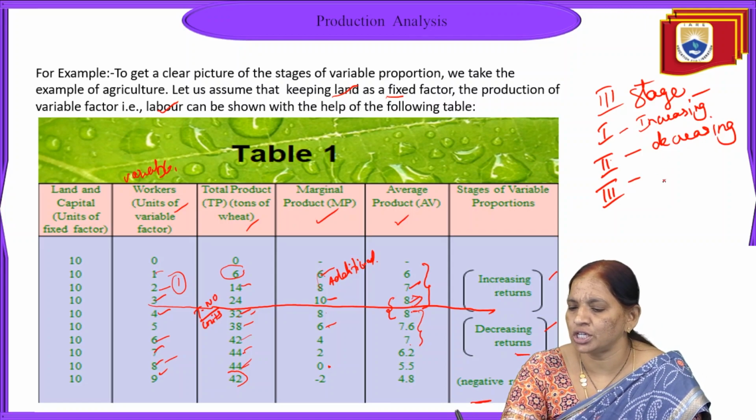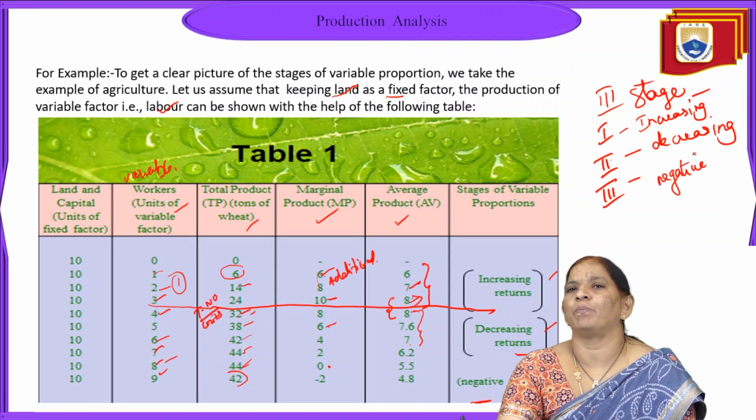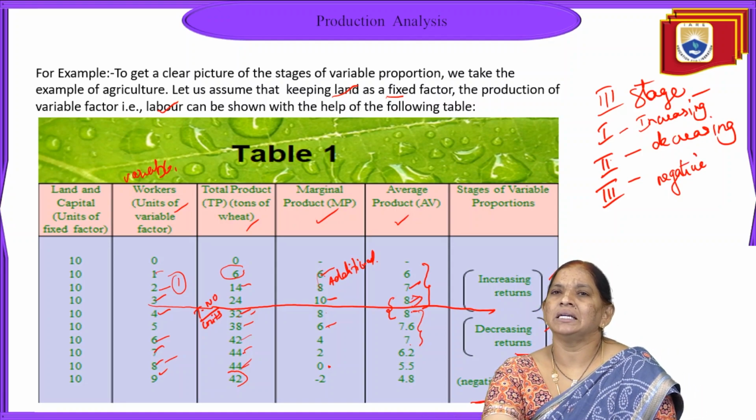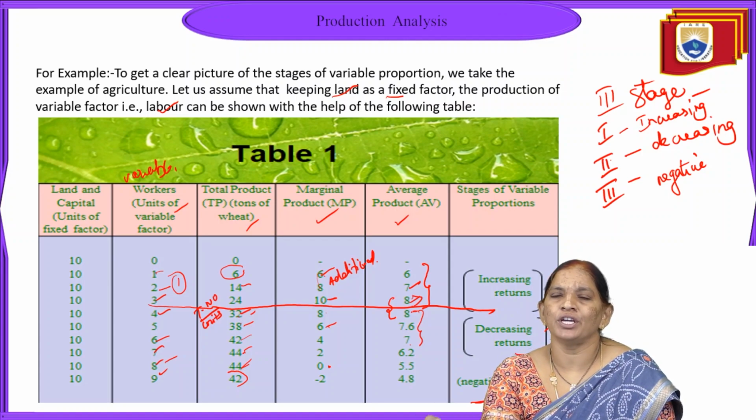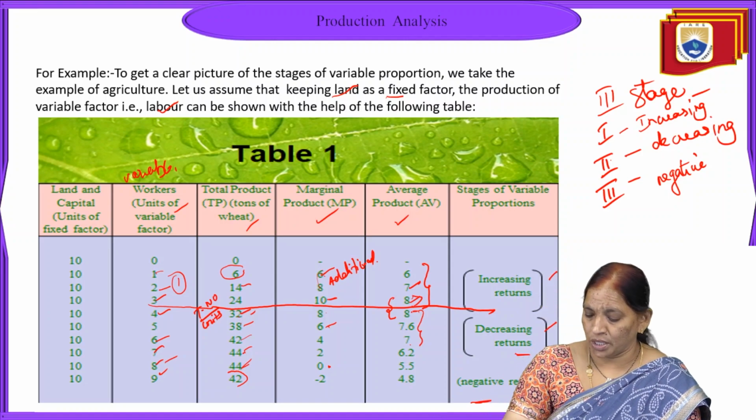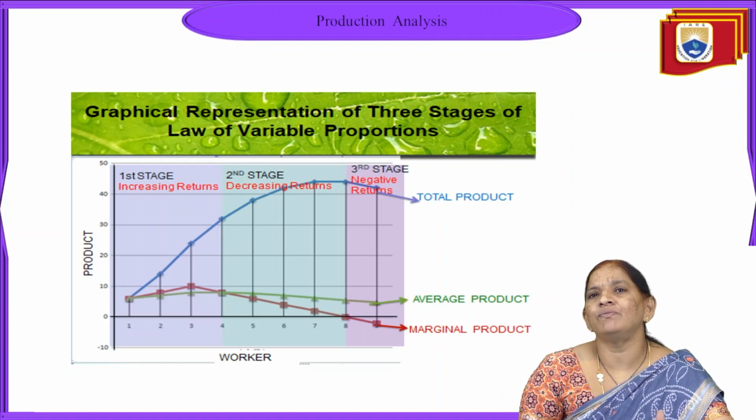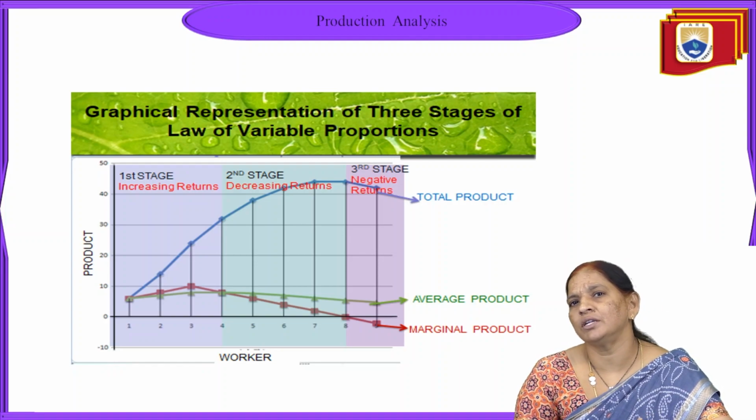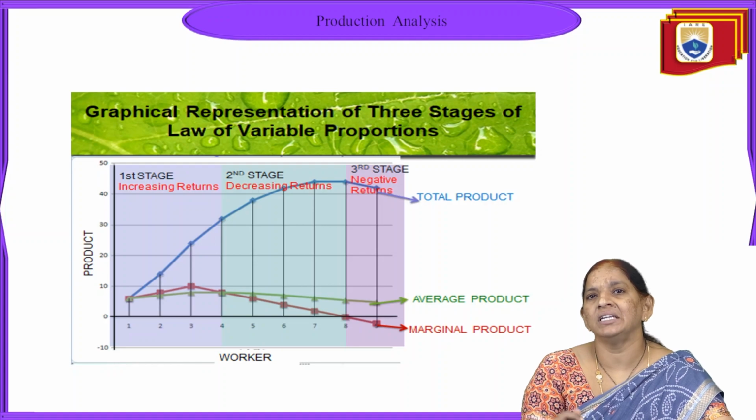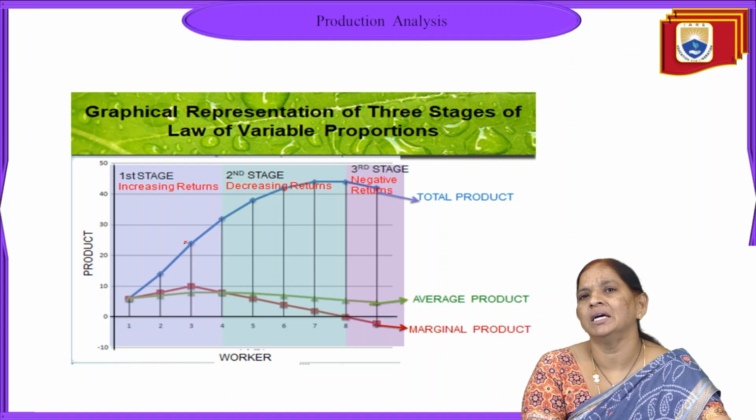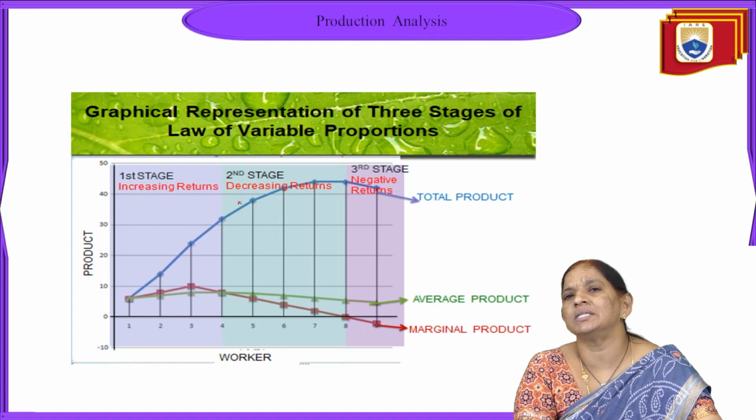So this is the third stage, where we can say that negative returns have been applied. Taking an example, we can explain the law of variable proportion, which relates to the short run production function, where at a certain stage only one factor was increasing and the other was constant, and then we are able to go for increasing returns, which we can identify in the graph also.